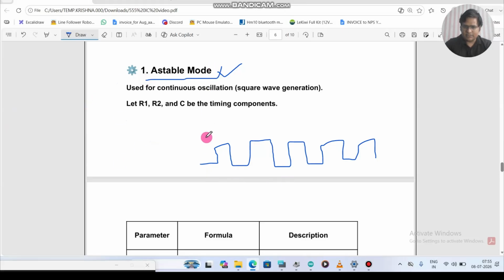Stable state means the LED will be in on state all the time until you press any button. Not like that. Astable means once you power the circuit, then the LED will keep on blinking like that. Okay, I will also show one of the circuit diagrams.